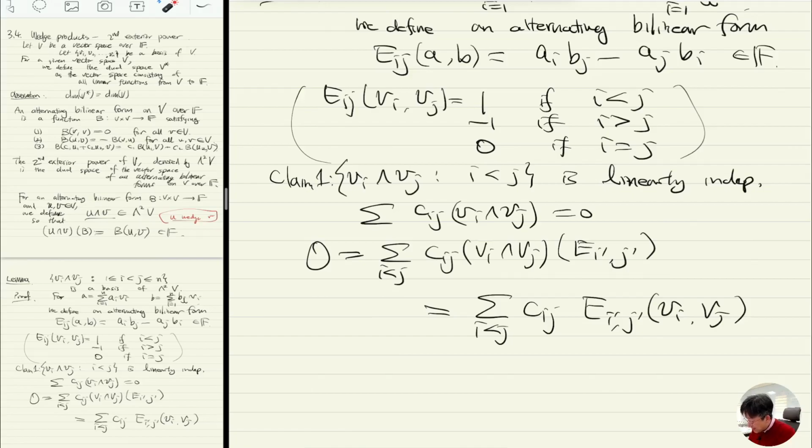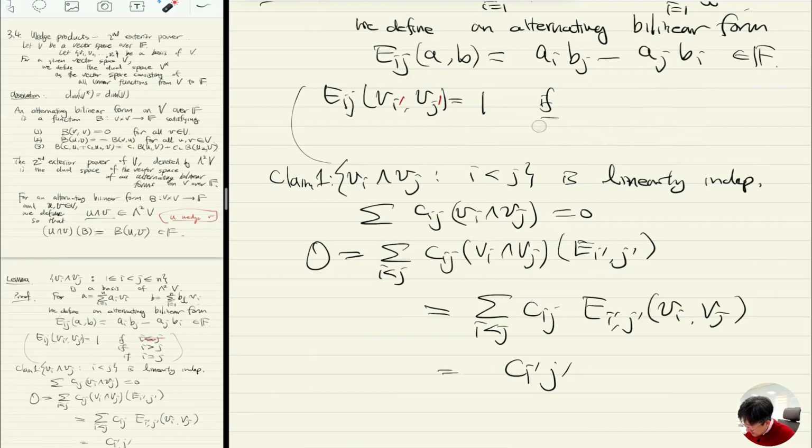Right? And now notice that if i'j' is different from ij, then this is 0. So the only place it could be non-zero is when ij equals i'j'. So let me fix i'j', then it's 1 if i is equal to i' and j is equal to j', and 0 otherwise. I am assuming that i is less than j, and i' is less than j'. So this is C_i'j'. That means all the coefficients are 0.